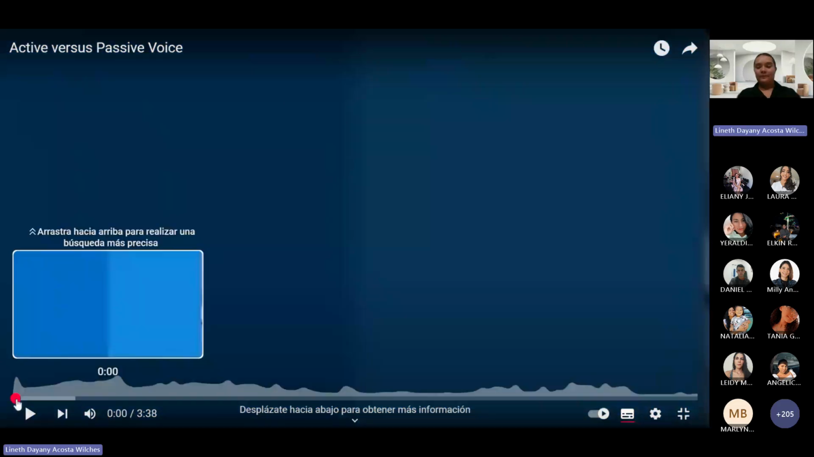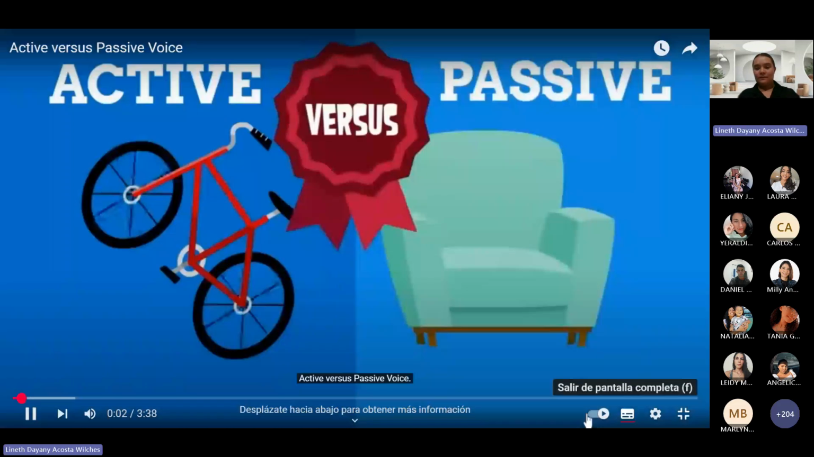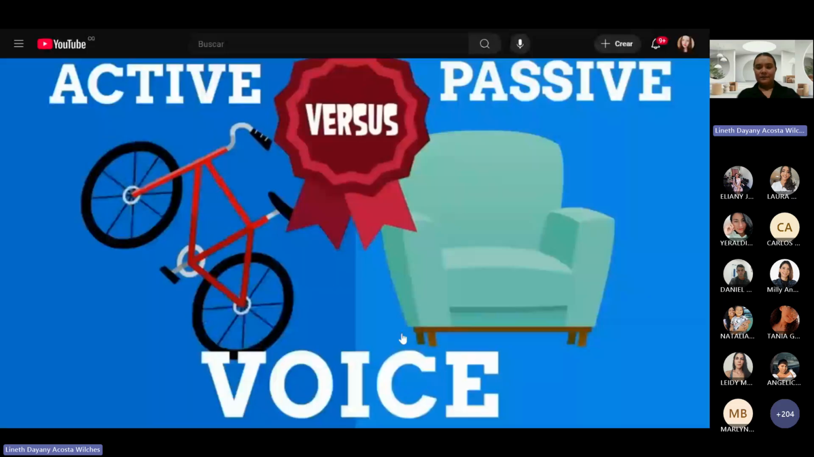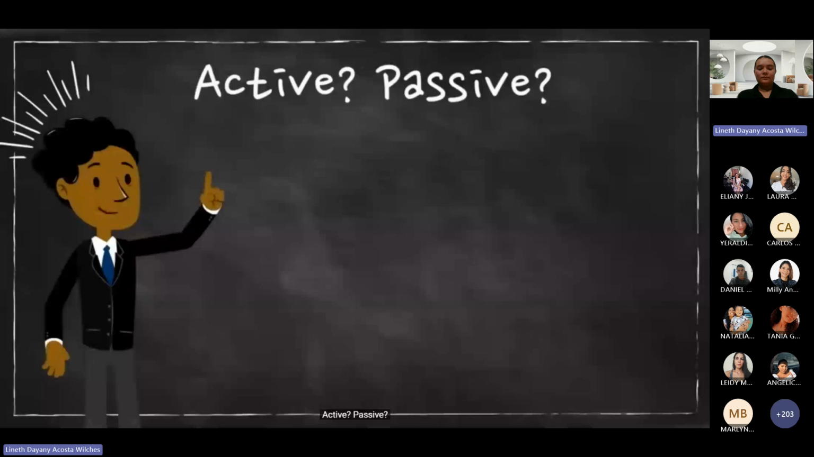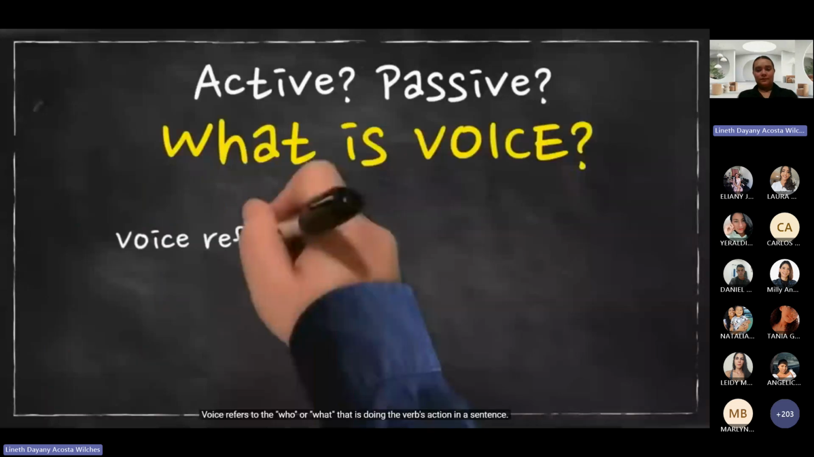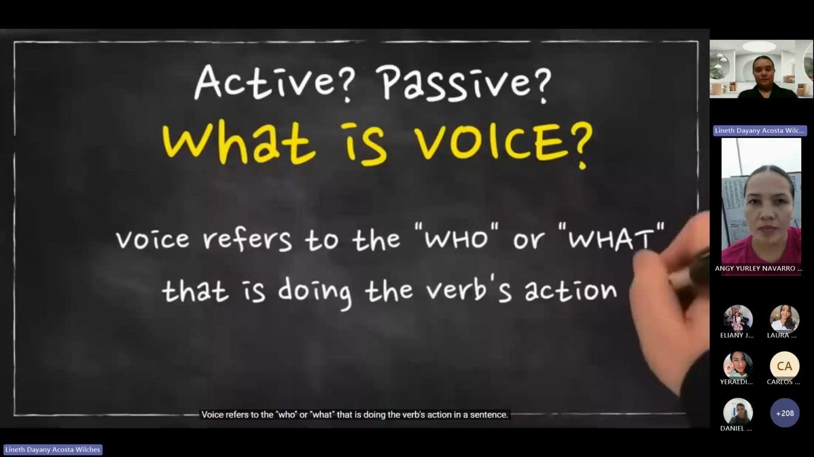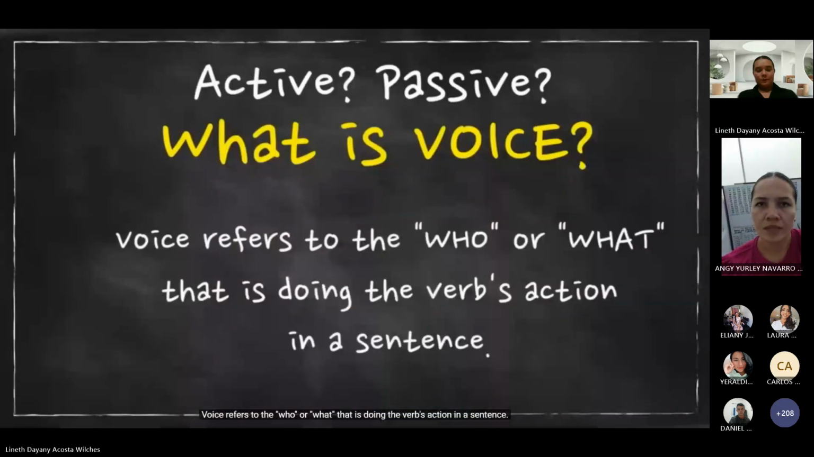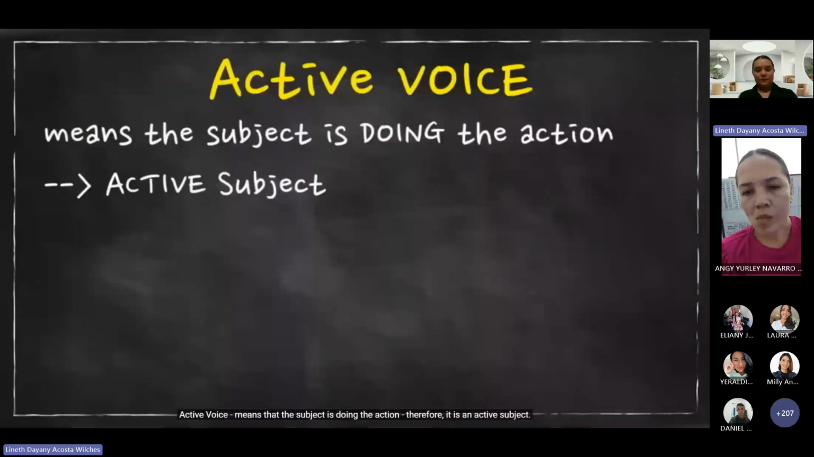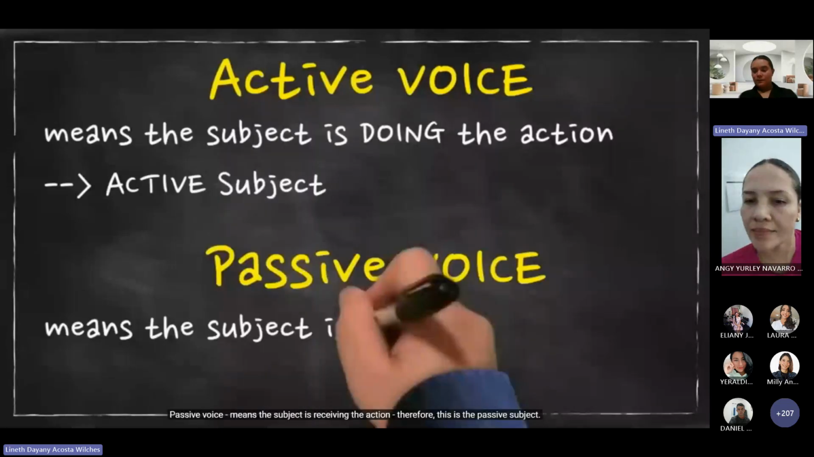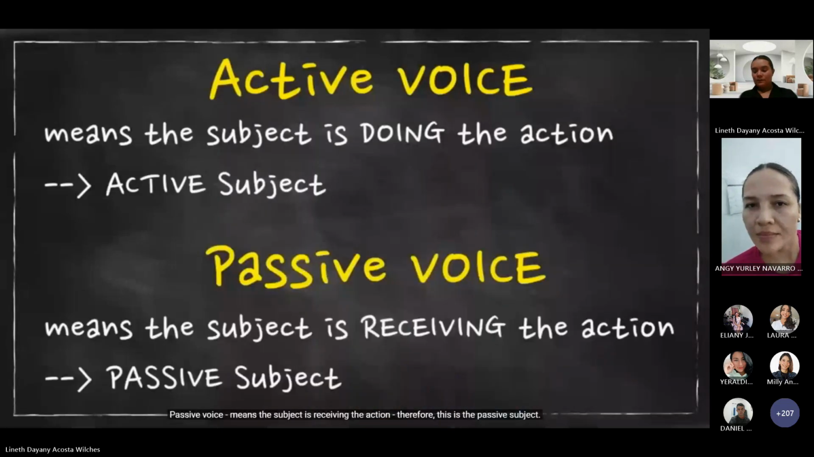Active versus passive voice. Active, passive. What is voice? Voice refers to the who or what that is doing the verb's action in a sentence. Active voice means that the subject is doing the action. Therefore, there's an active subject. Passive voice means the subject is receiving the action. Therefore, this is the passive subject.